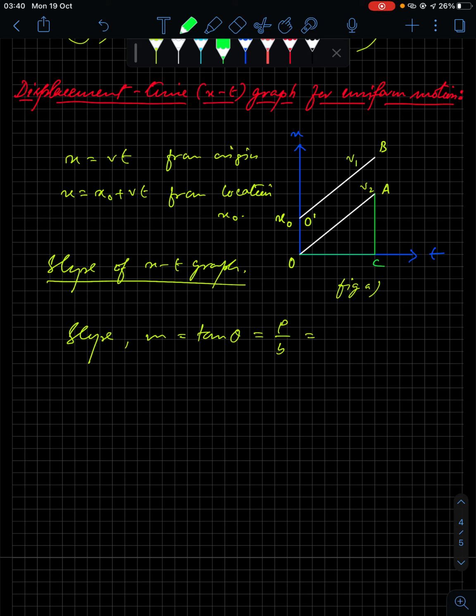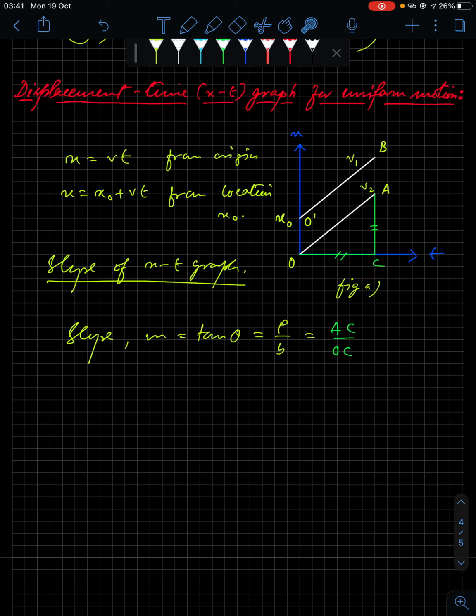what is the perpendicular here? The perpendicular is this. What is the base? The base is this. So how inclined a particular surface is always measured by the ratio of the perpendicular and base. So here AC by OC will get you the slope. Now what is this AC? AC will have a certain value for displacement, since you have this displacement along the y-axis, and OC will have a certain value for time.